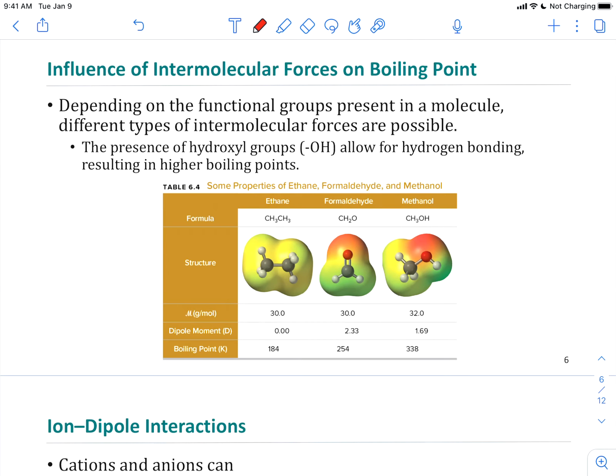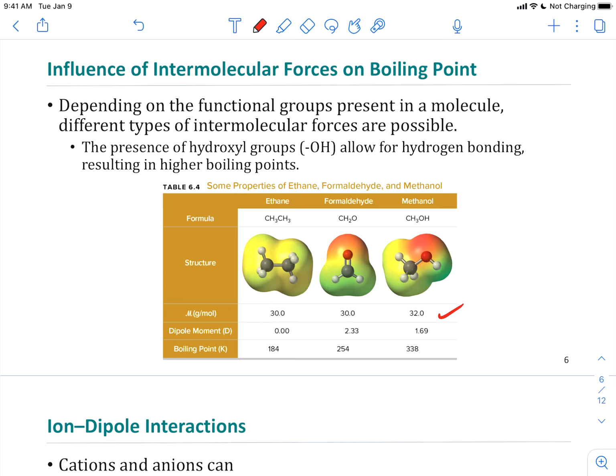Now, as I've been mentioning all along, we see this influence on things like boiling point. And here's three species now, all with basically the same molar mass. So we can say that their London dispersion forces are basically the same, because remember, we said London dispersion forces depend on the molar mass. And that's just a small difference. So we'll say that those are basically the same. But you look at the differences in boiling point. So something like ethane only has London dispersion forces.